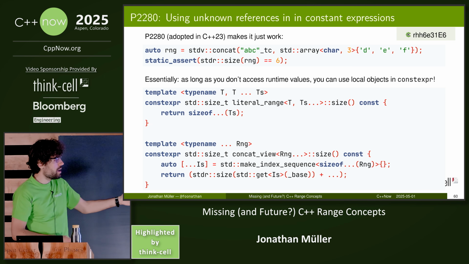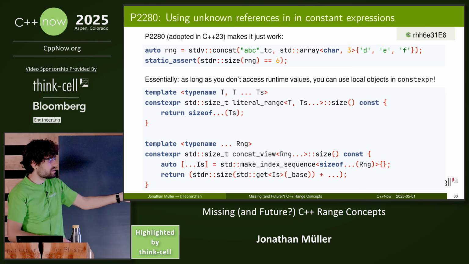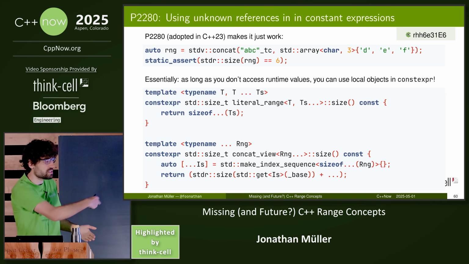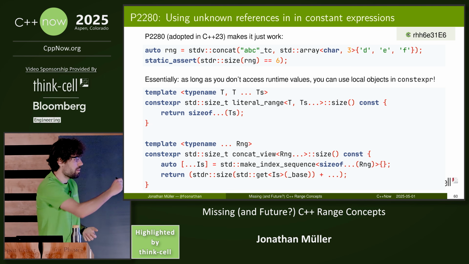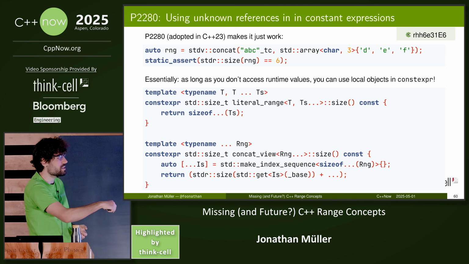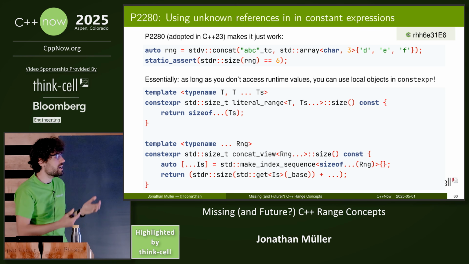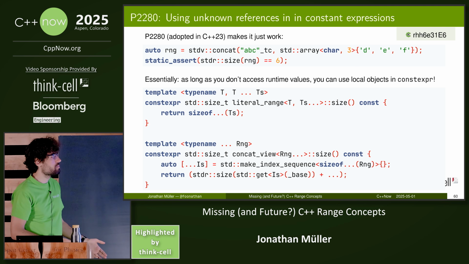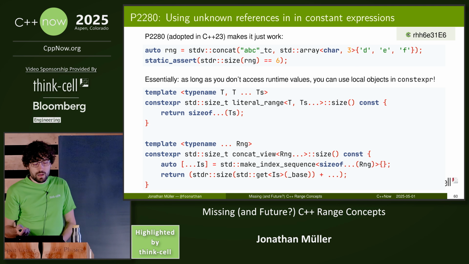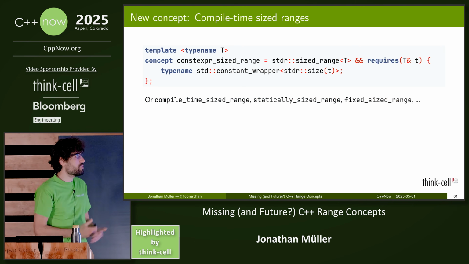And concat view gets all the references to each individual range and sums them all up, but this doesn't actually access any values of the ranges. If size doesn't require any properties, then this just compiles. Right? This is really magical, but also really convenient, because it means the code just works. The only thing that's missing is some sort of concept for that.